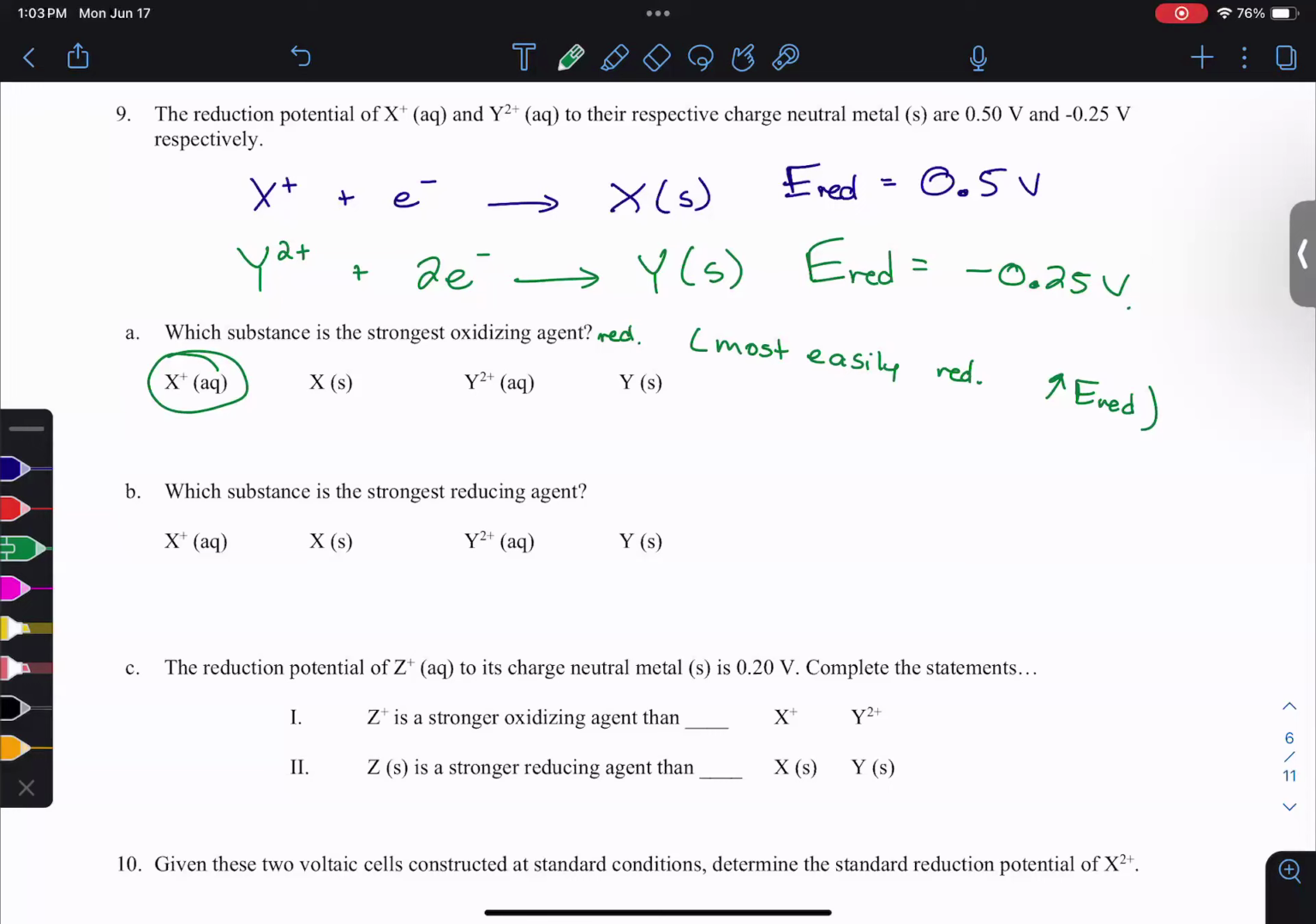The substance that's the strongest reducing agent. Things that are reducing agents in a reaction are oxidized. So we are looking for the thing that is most easily oxidized. That means we are looking for a very high oxidation potential, but I didn't give you those. I gave you reduction potentials. So instead of looking for the highest oxidation potential, you're going to look for the most negative reduction potential, but point to the thing that's oxidized.